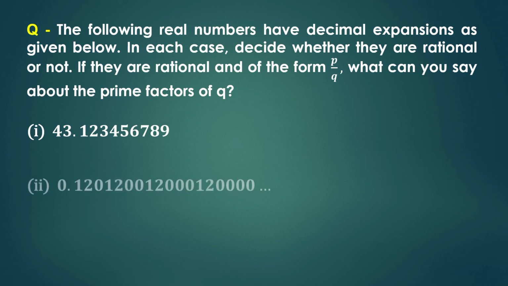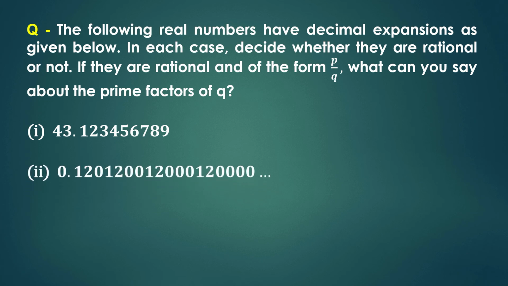43.123456789, 0.1201200120000120000 and so on, and 43.123456789, where 123456789 repeats itself.